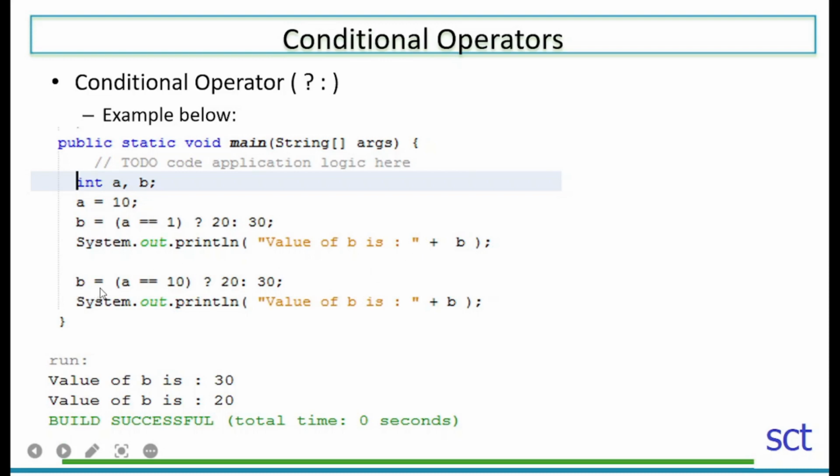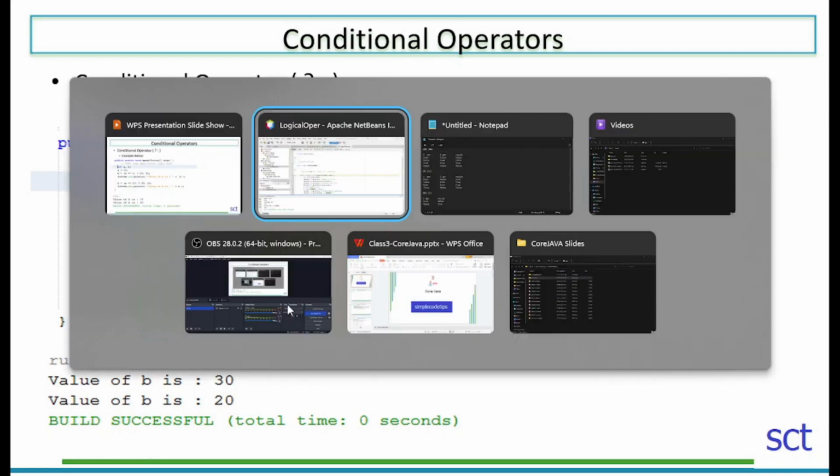And similarly, B is equal to, whether A is equal to 10 or not. Yes, it is equal to 10. So, what is going to happen? It is going to take the 20. So, 20 is assigned to B. So, the value of B is going to be 20 here. So, let us execute this program just to understand how it works.